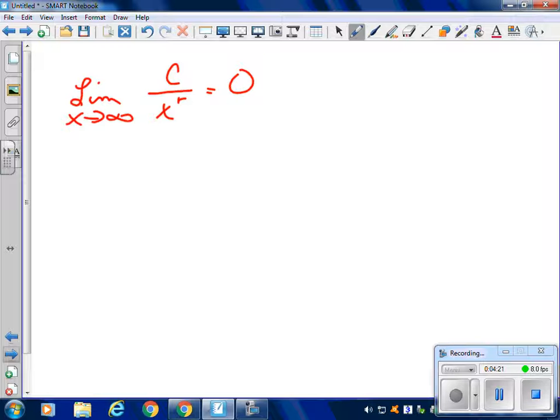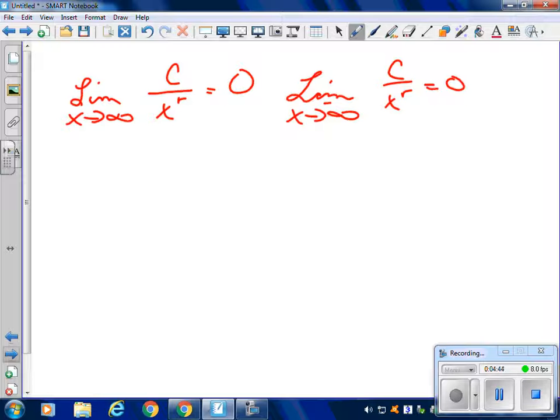And because it's an understood rule, I'll write it over here just to make sure everybody remembers that it doesn't matter if it's negative infinity. C over x to the r is also 0. So what you're going to try to do is do some algebra to make some pieces drop out so that the parts that don't drop out give you the horizontal asymptote.